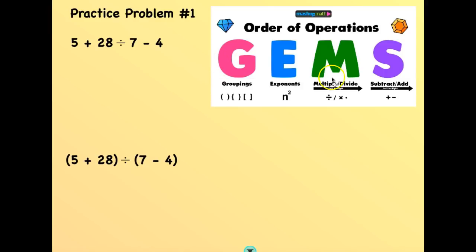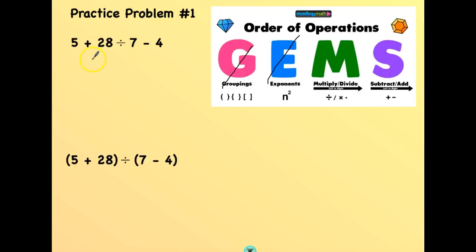So I'm going to work through my order of operations when doing this first problem, or evaluating this numerical expression. So first of all, I'm going to be looking for any groupings. That's the G in GEMS. So do I see any parentheses, brackets, or braces? And as I look through my expression, I do not see any of that, so I can move on to exponents. Do I see any exponents in my expression here? And I do not, so I can move past that one pretty quickly as well. And next, do I see any multiplication or division?